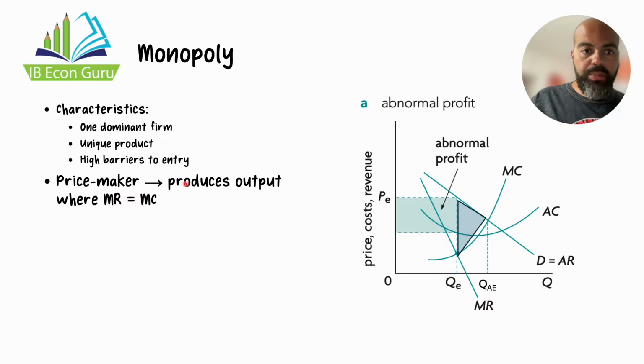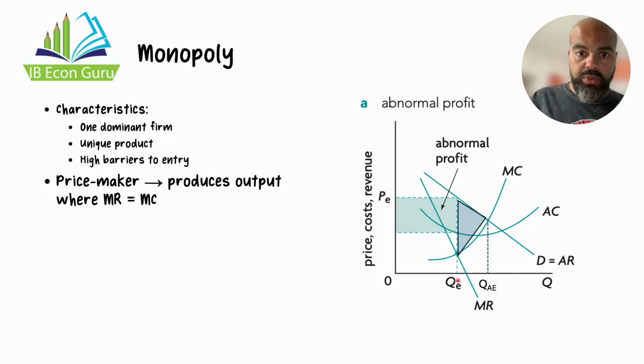So it produces output where MR equals MC. All firms, by the way, whether they're price makers or price takers, we assume that they produce the profit maximizing output, which is where MR equals MC. But because it's a price maker, its AR and its MR are not the same. Remember, in perfect competition, the AR and the MR are the same curve. But in monopoly, they are split. The AR curve is the demand curve that the firm is responding to, and the MR curve is twice as steep. So the monopolist will produce the output where MR intersects MC. That's the profit maximizing condition.